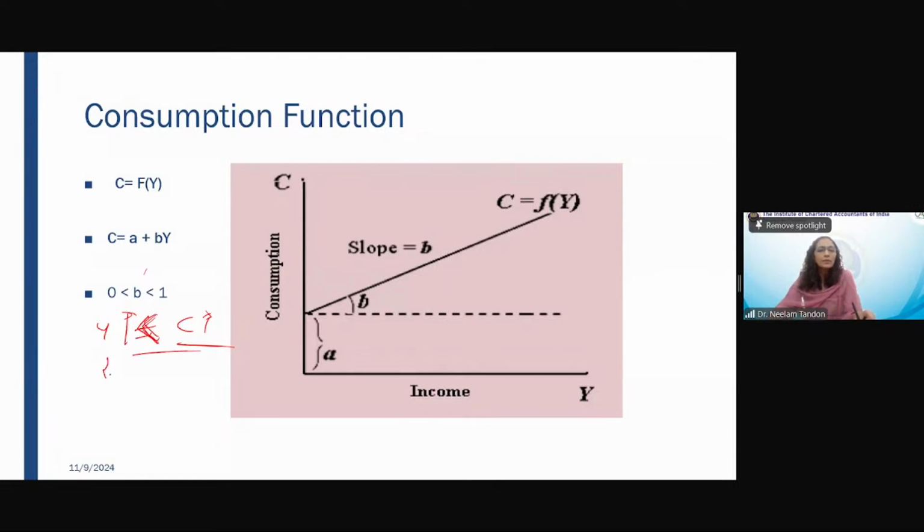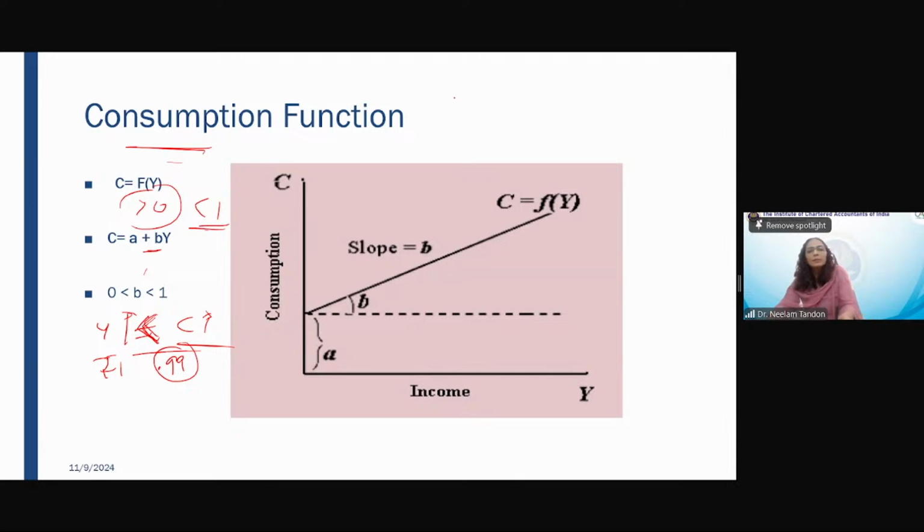So अगर आपकी इनकम ₹1 से बढ़ती है कंट्री में, तो that means you will be spending maybe 0.99 paisa, but you will not spend 100 paisa. Why so? Because that is what Keynes said. So B की value जो होगी will be greater than 0, but definitely less than 1.